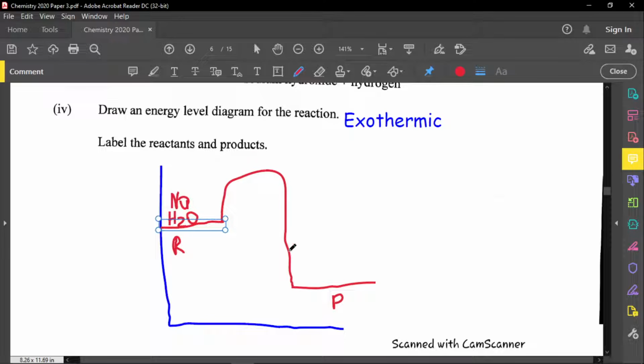And then as a product, what we have is sodium hydroxide. So I'm going to say sodium, NaOH. Okay. All right, so that will be one of our products. And also what you form as well is hydrogen gas. So it's going to be H2.